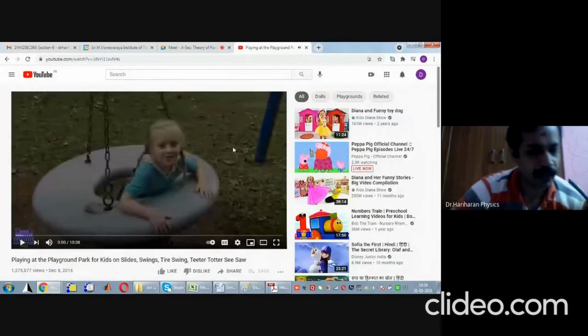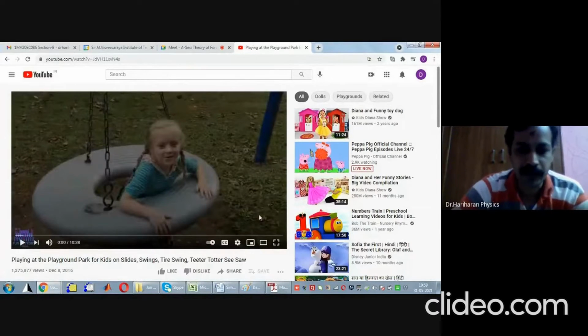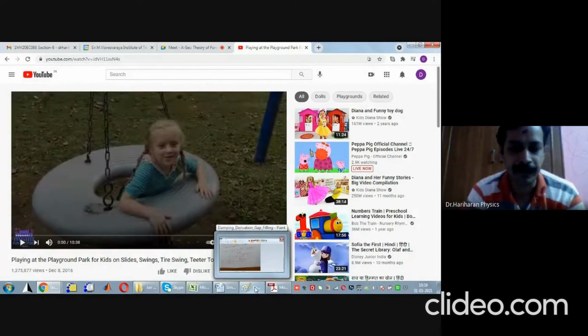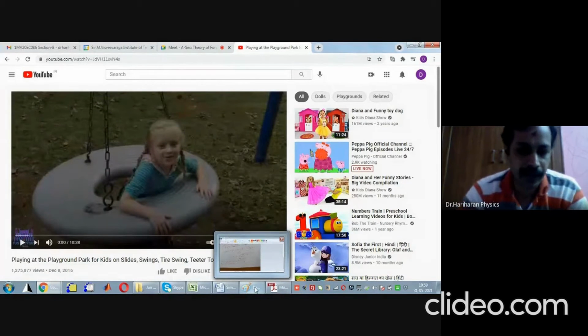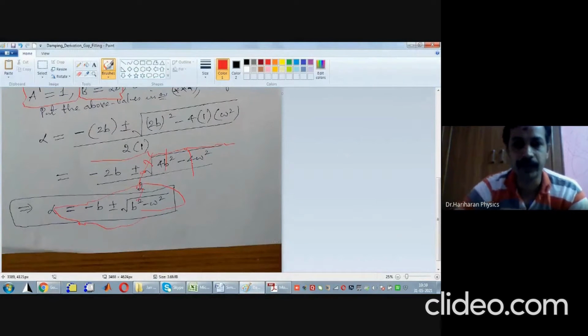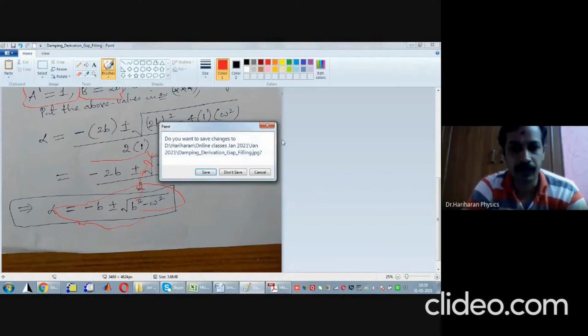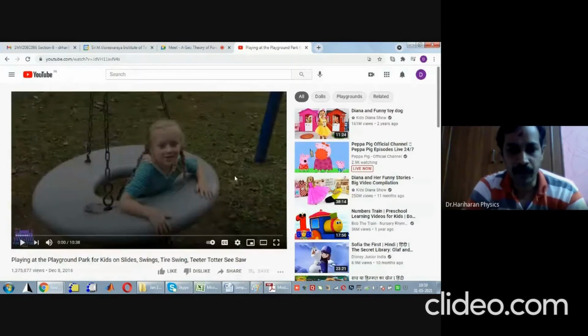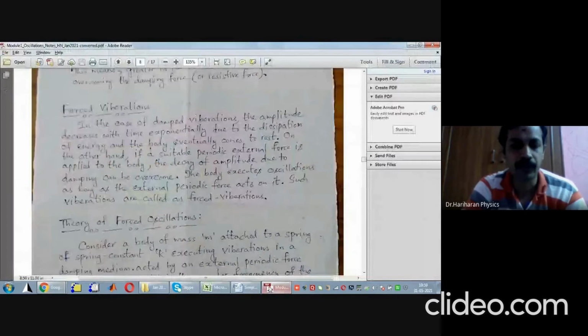So I think you got an idea. In order to set a particle in motion, an external force has to be supplied at every constant interval of time. Applying such an external periodic force, we call it what? The study of forced vibrations. Therefore, that is what we are going to study. So we will move on to the theory of forced oscillations.